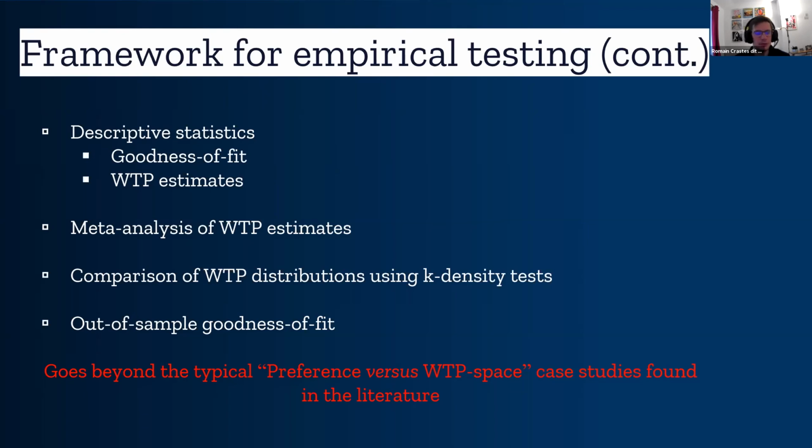We are going to compare the willingness to pay distribution using kernel density test to see how similar they are. And if there is time, we are going to talk about out-of-sample goodness of fit, but that's not very essential for this talk. So this paper goes beyond the typical preference space versus willingness to pay case study found in the literature, in the sense that we use 10 data sets. So there is a lot of evidence.